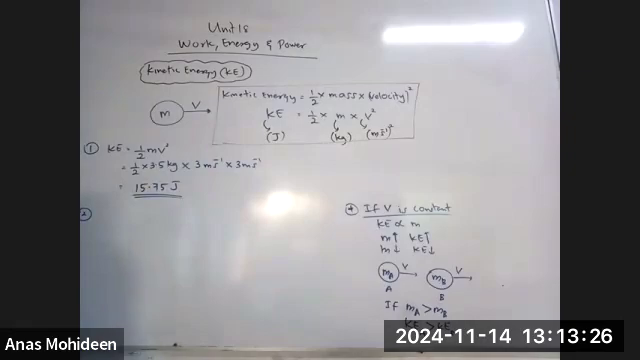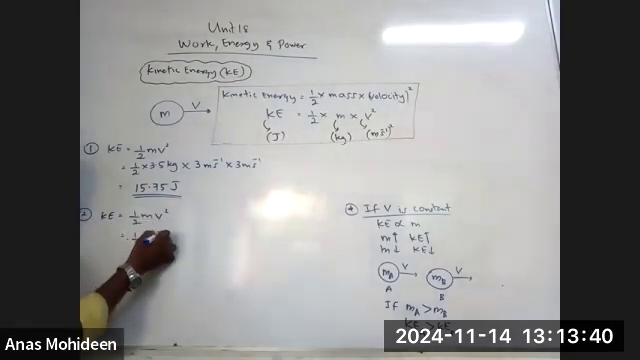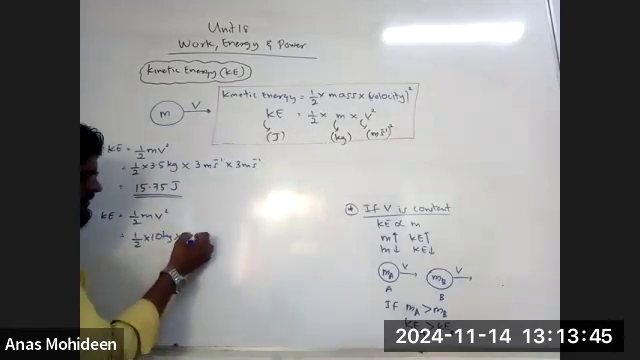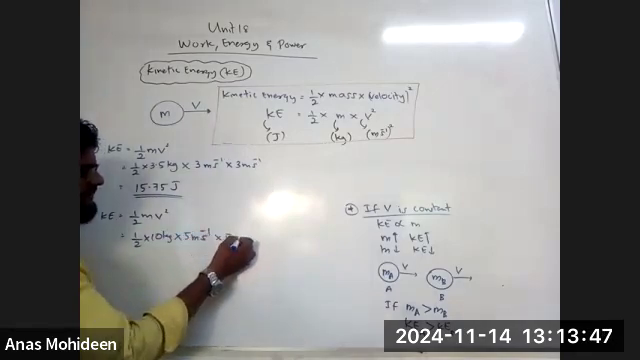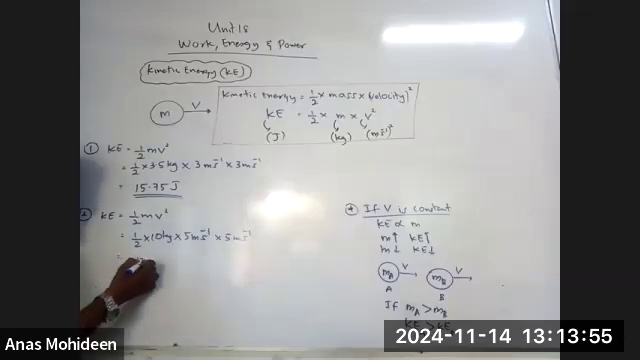That's the answers. An object moves at a velocity of 5 m/s with mass 10 kilograms. Kinetic energy equals half m v squared. 10 kilograms. What is the velocity? 5. You have to definitely write the same way. 5 into 5, 25. Into 10, 250. Half of 250, 125 joules. Unit should be correct.